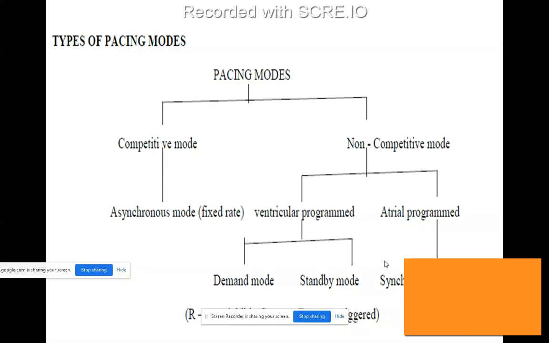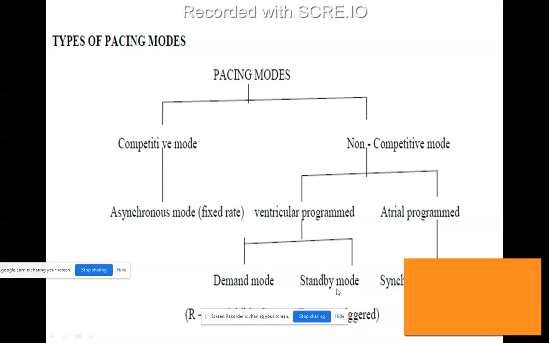Types of pacing modes, so these are the types of pacing modes. Here you will be having more modes. Generally two major modes, that is competitive mode and non-competitive mode. Further, competitive mode is classified into asynchronous mode. Non-competitive mode is classified into ventricular or atrial programmed, okay. Ventricular or atrial programmed means you will be placing the pulse generator in the ventricular node, atrial node, okay. The ventricular atrial node is nothing but a node which is present in the heart.